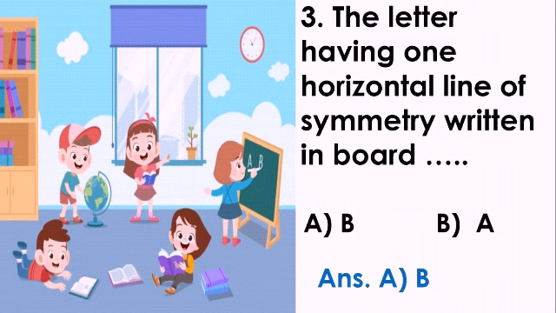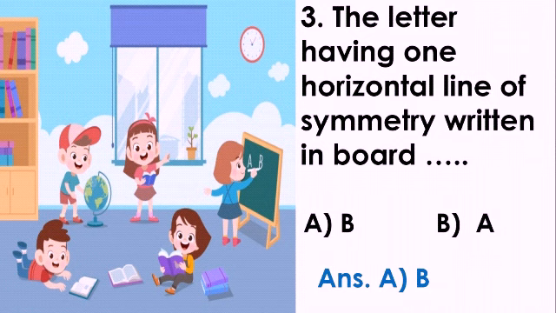It is a very interesting question. See, the letter having one horizontal line of symmetry, written on the board. You have to find out here the letter which is written on the board. Among the 2 letters, which letter has one horizontal line of symmetry? See, you know that it's a question from line of symmetry. So, what is called line of symmetry? First of all, you need to know that. Line of symmetry means a line which divides a shape into 2 equal halves. That is called line of symmetry.